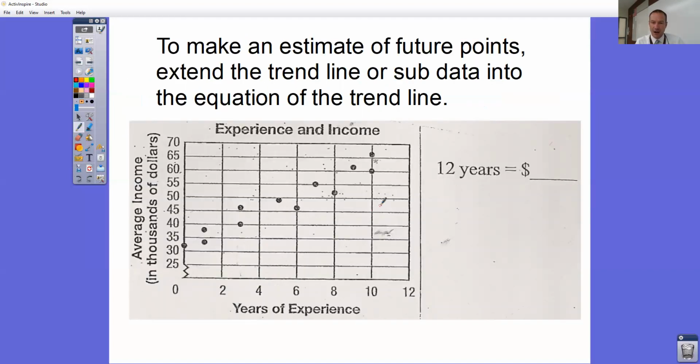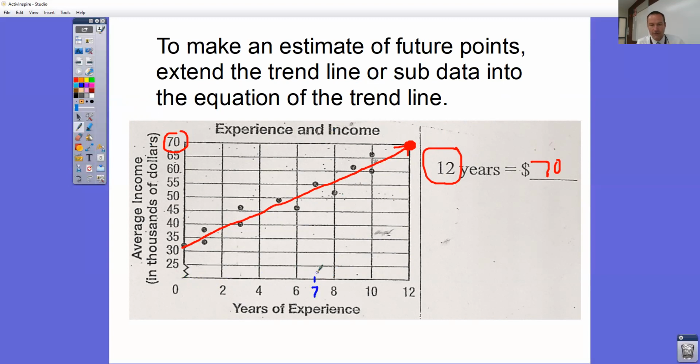To make an estimate of future points, sometimes you're going to have to extend your trend line. So if we draw the trend line here, our trend line would look like this, basically, where you have about half the points above, about half the points below. If they wanted an estimate for 12, you have to go over to 12, go up to your trend line, and see where that trend line is. It happens to be right there. If we go straight across, that is at 70. Now, they won't always make you make an estimate for the end. What happens if they made you make an estimate for where 7 would be?